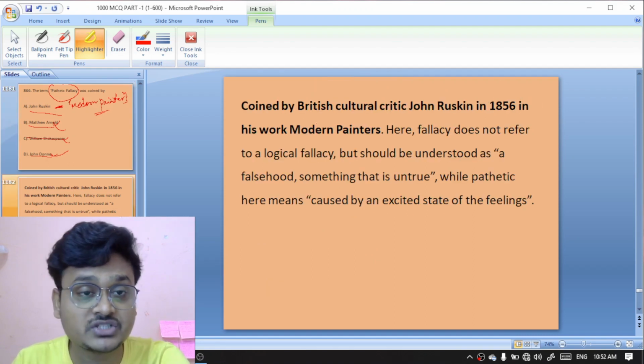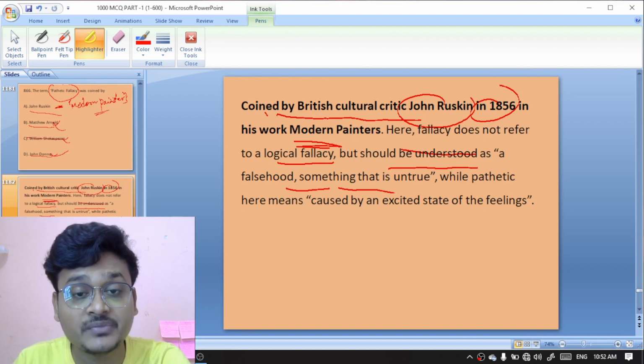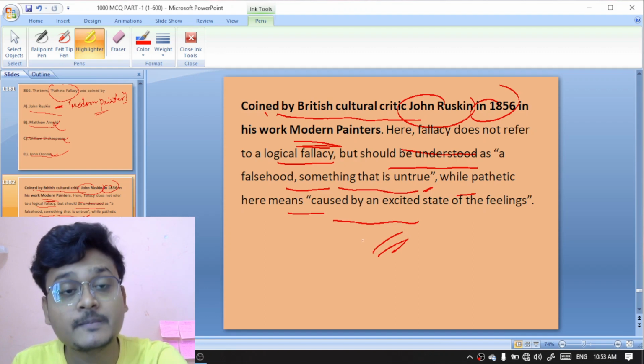Pathetic fallacy was coined by British culture critic John Ruskin in 1856 in his work Modern Painters. Fallacy does not refer to logical fallacy but should be understood as a falsehood, something that is untrue, while pathetic here means caused by an excited state of the feeling.